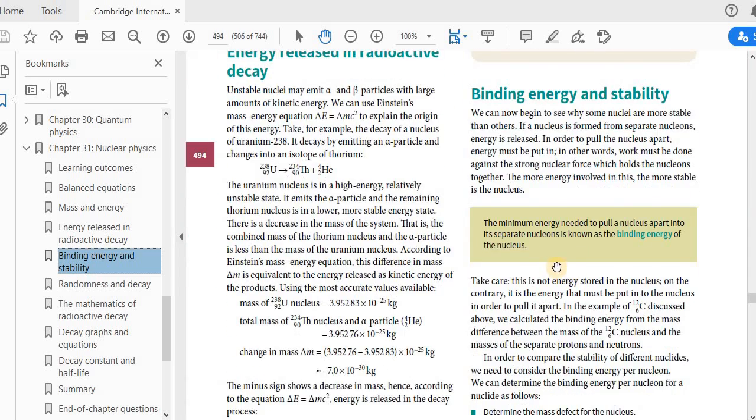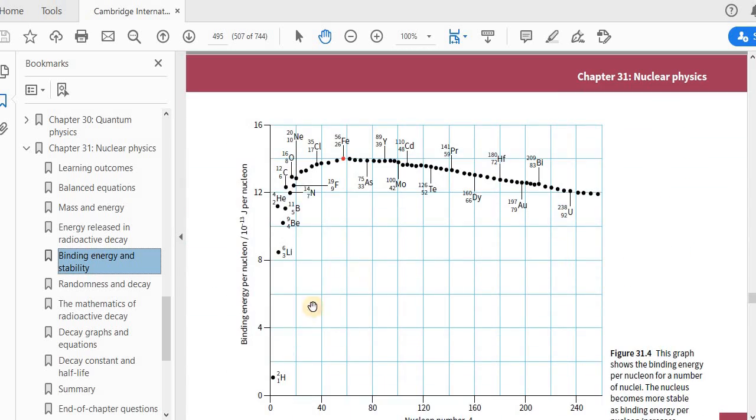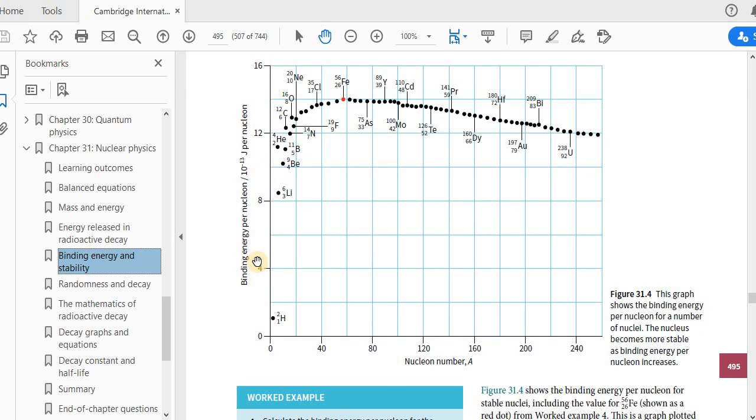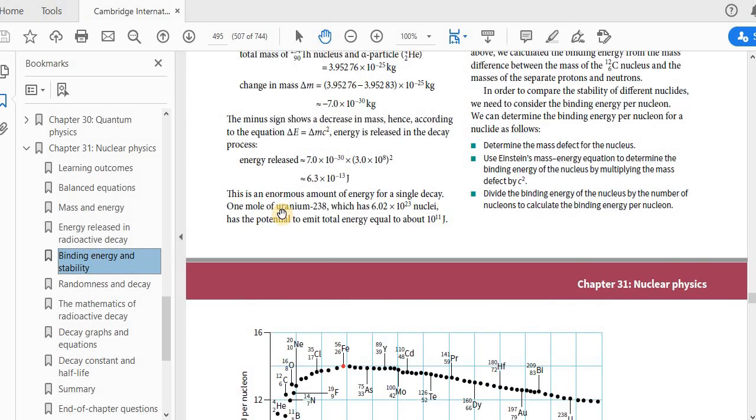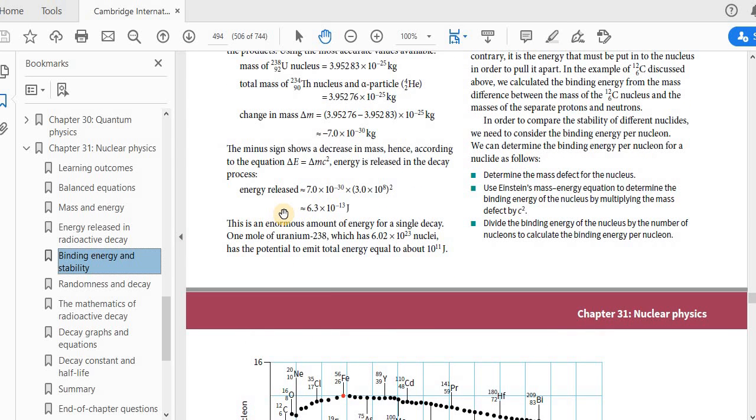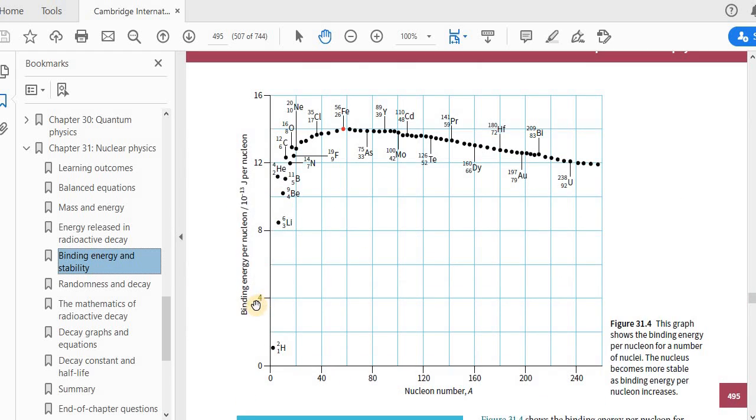Now this is also important. Something very important here is this. You can see this is the binding energy per nucleon. That is, if you divide the binding energy by the number of nucleons in that particular nucleus or atom, that will give you the binding energy per nucleon. So for example, if you find the binding energy of carbon 12, and divide that value by 12, that will give you the binding energy per nucleon, because there are 12 nucleons in carbon 12.